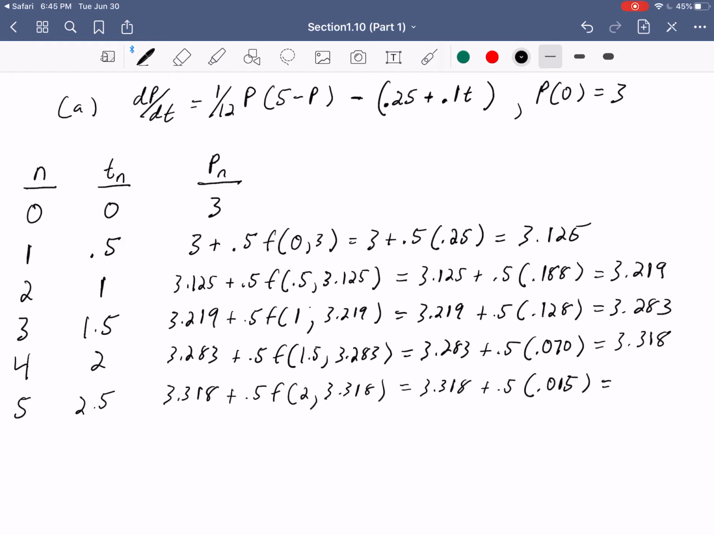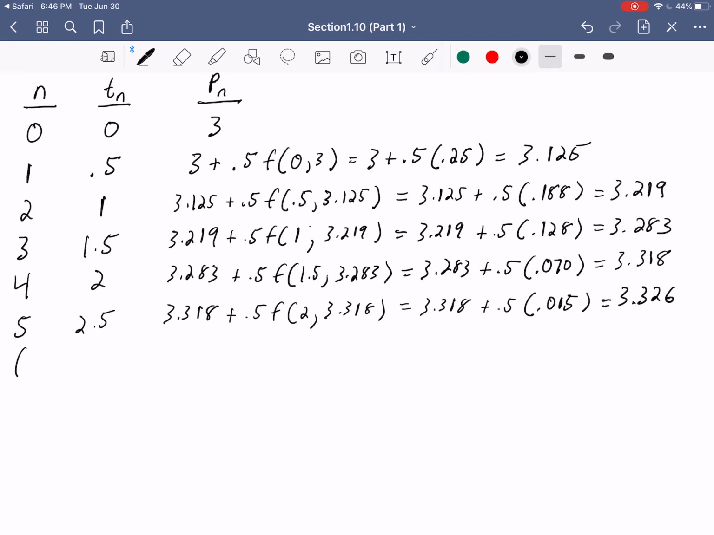So 3.318 plus 0.5 times 0.015. Looks like we should get 3.326. So very, very small increase. And then we get our last one, which is going to tell us what we should expect in 3 years. 3.326 plus 0.5, f at 2.5, 3.326. Looks like we should get 3.326 plus 0.5 times.